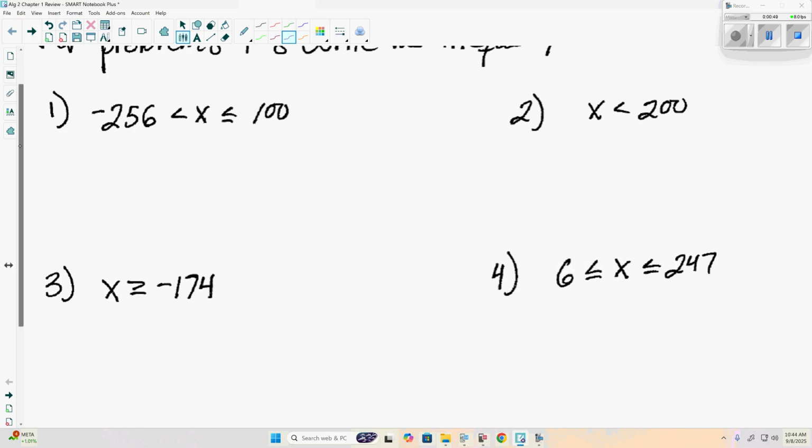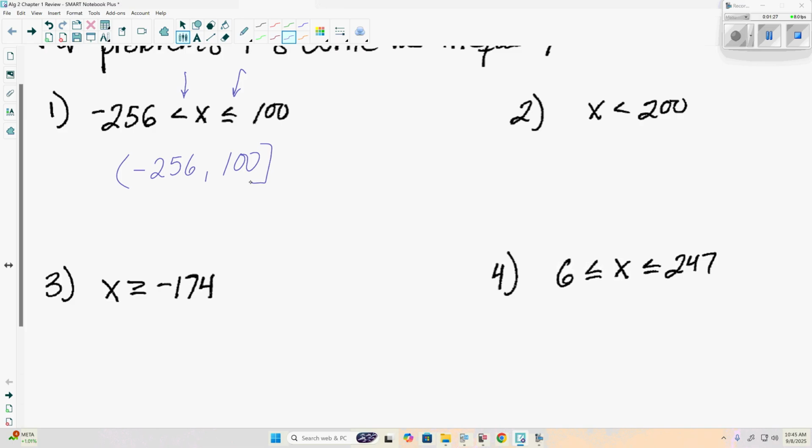So we'll look at number 1 first. Now whenever we have two endpoints, x is in the middle, our two numbers that we're going to be using are the endpoints. Smaller number is going to go on the left. Bigger number is on the right. We know to use parentheses or brackets by our inequality signs. Since the negative 256 is just less than x, it's going to have a parenthesis. Since x is less than or equal to 100, equal to will tell us that it has a bracket.